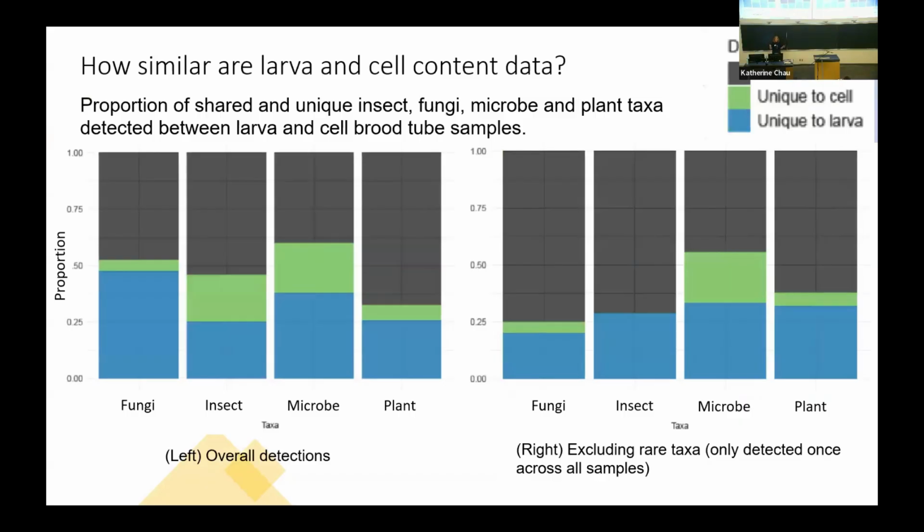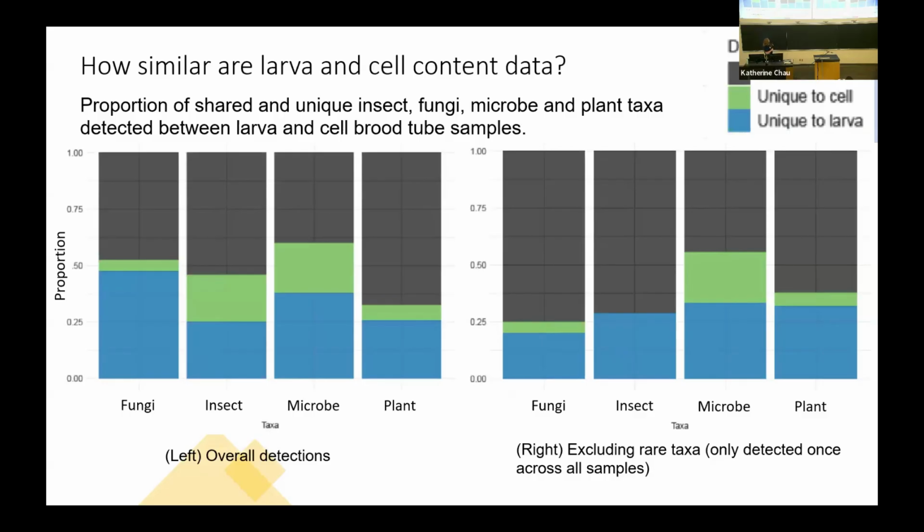So how similar are the larva and cell content data? There are 2 graphs here. Each column shows the proportion of shared and unique detections between brood tubes. Black indicates the proportion of genera that were detected within both cell content and larva samples. Green is unique to cell and blue is unique to larva.